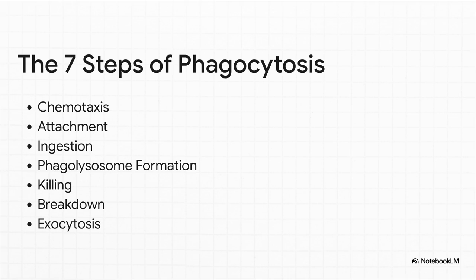Inside that phagolysosome, the bacterium is subjected to a brutal chemical assault. It's hit with a cocktail of enzymes and toxic oxygen compounds, like hydrogen peroxide, that just tear it apart. After the microbe is killed, we have step 6, breakdown. The enzymes continue to work, dismantling the dead bacterium into its basic molecular components, amino acids, fatty acids, and so on. Finally, step 7 is exocytosis. The phagocyte expels any indigestible waste material out of the cell. It's an incredibly elegant and efficient system for neutralizing threats.